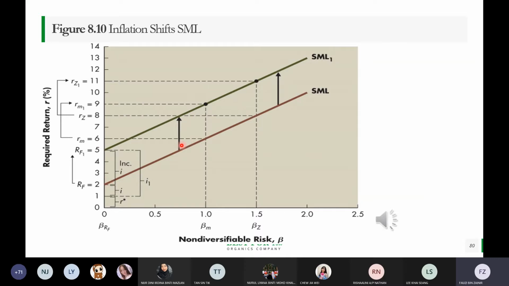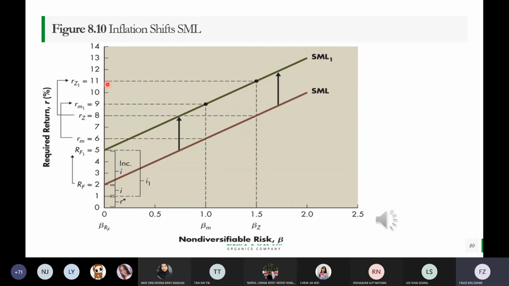Note that the rise in the inflation premium from 5% to 8%, I to I1, causes the risk-free rate to rise from 2% to 5%, which is RF to RF1, and the market return to increase from 6% to 9%, which is from RM to RM1. The security market line therefore shifts upwards by 3%, from SML to SML1, causing the required return on all risky assets, such as asset ZAC, to rise by 3%.